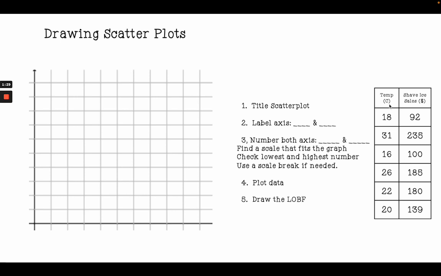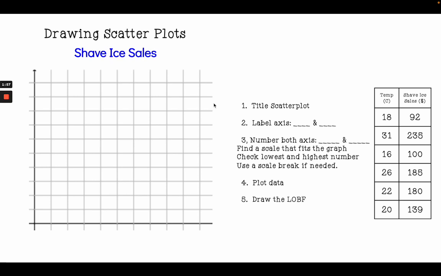So as you can see, we have temperature and shave ice sales. And so I'm just going to label my graph here something that goes along the lines of shave ice sales dependent on temperature. And I'm just going to say shave ice sales. So use one of your colors. Let's highlight, title, scatter plot, and let's use that same color to title it. In this case, it's shave ice sales.